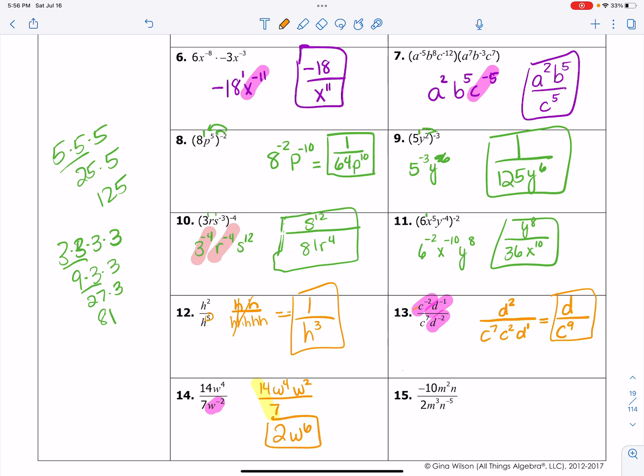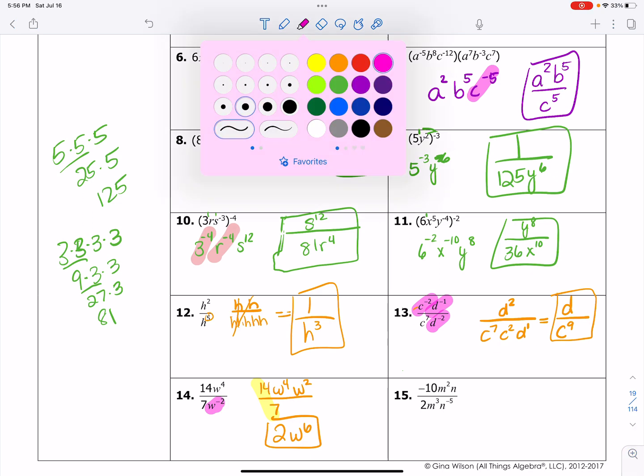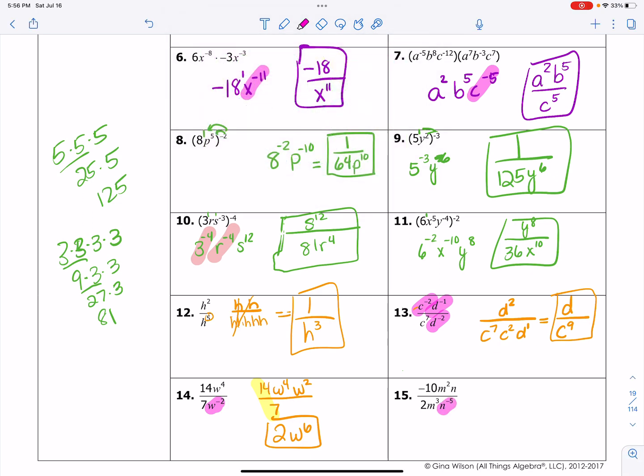Okay, again, on the next one, the only thing that has a negative exponent is that one. So I'm going to rewrite it. So negative 10 m squared n to the 5th over 2m cubed. So when I was in 3rd grade, negative 10 divided by 2, well, I guess 10 divided by 2 is 5. That's a negative 5. And then n to the 6th.